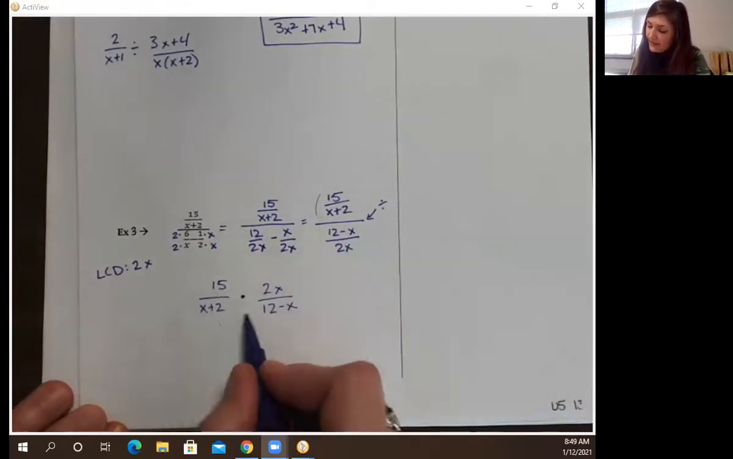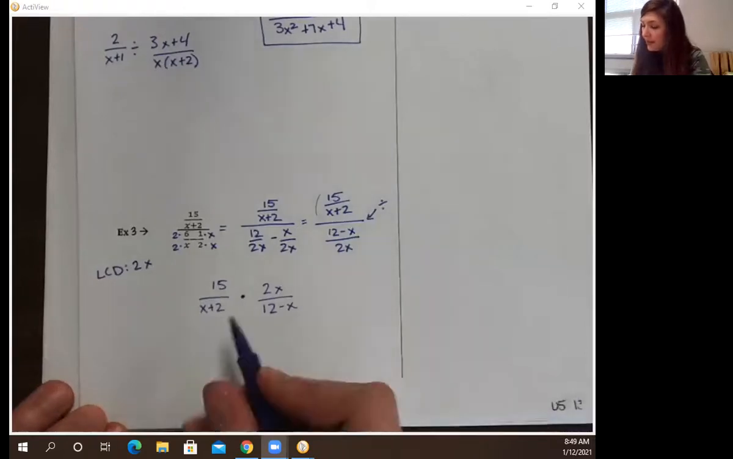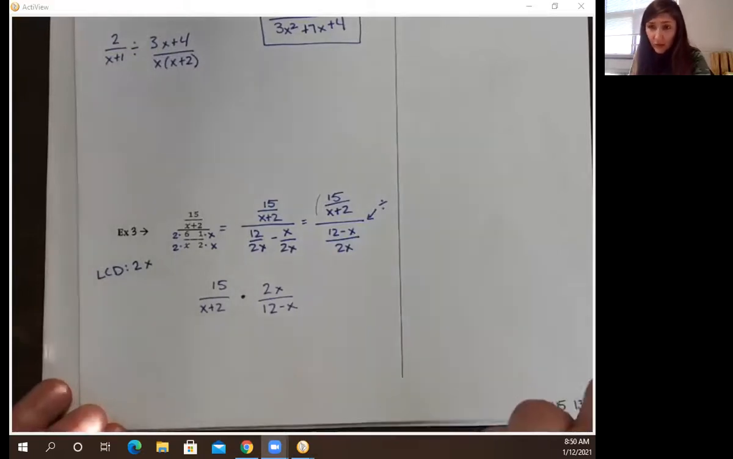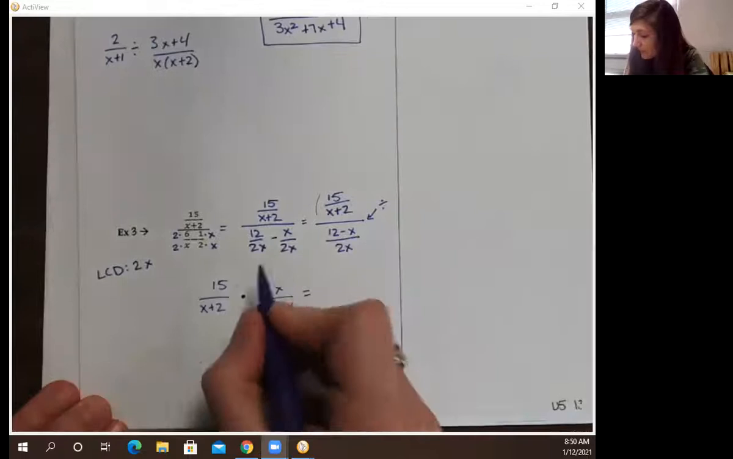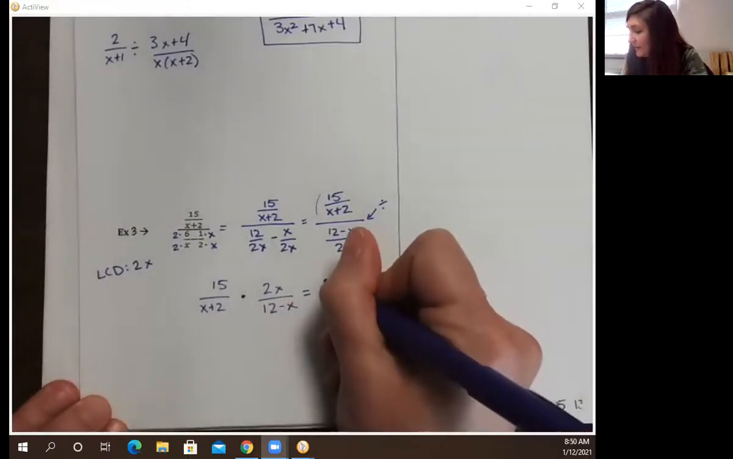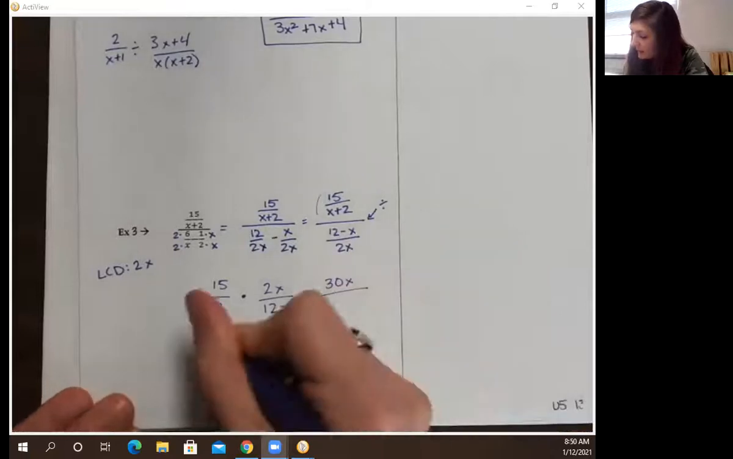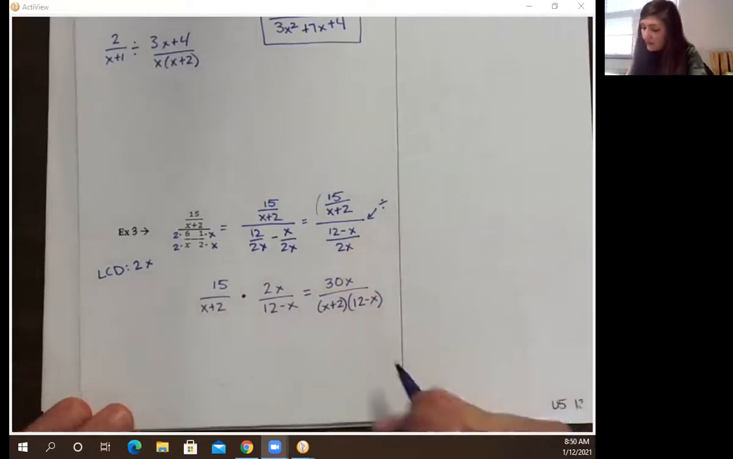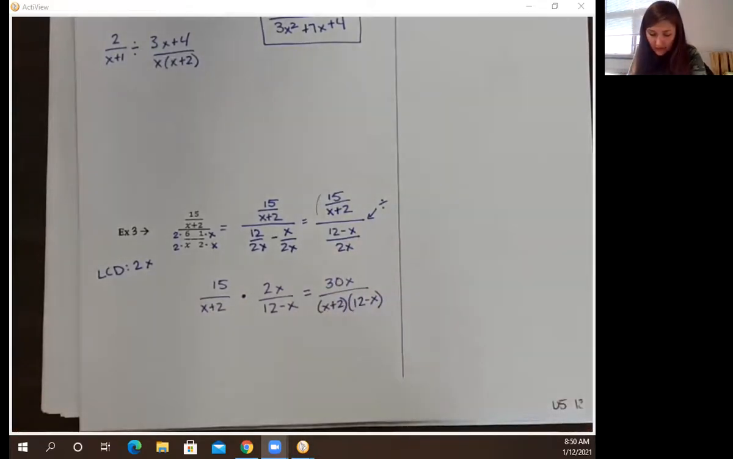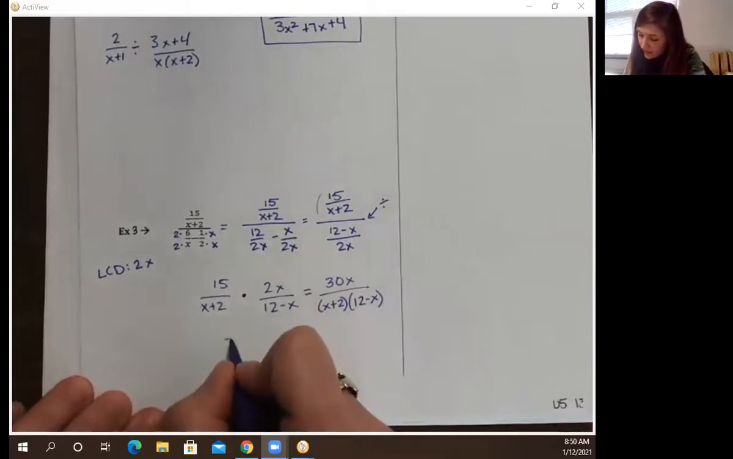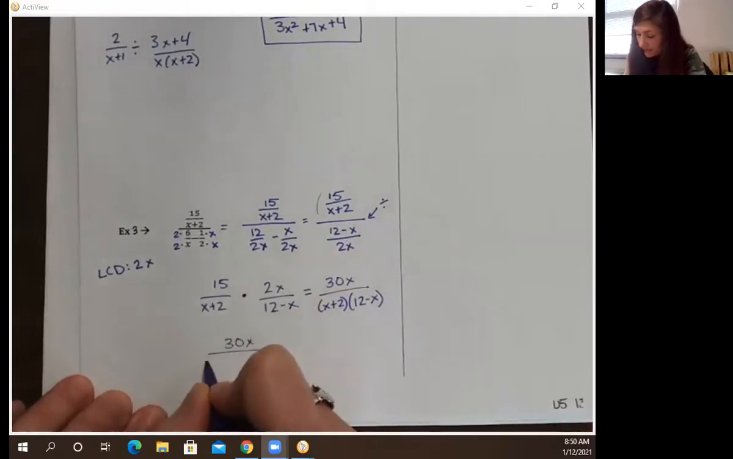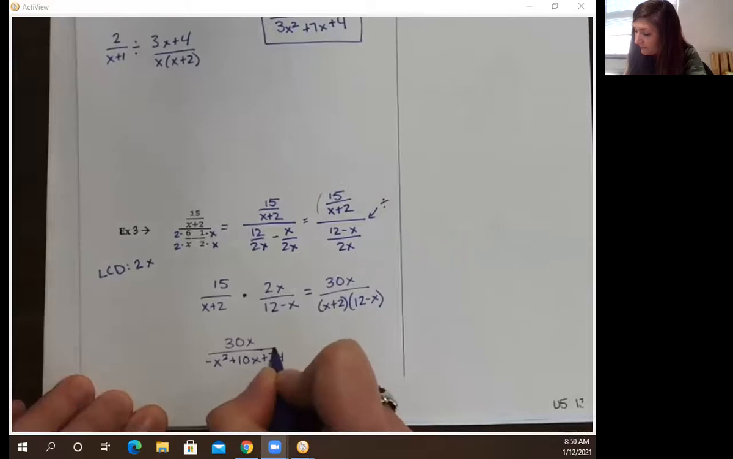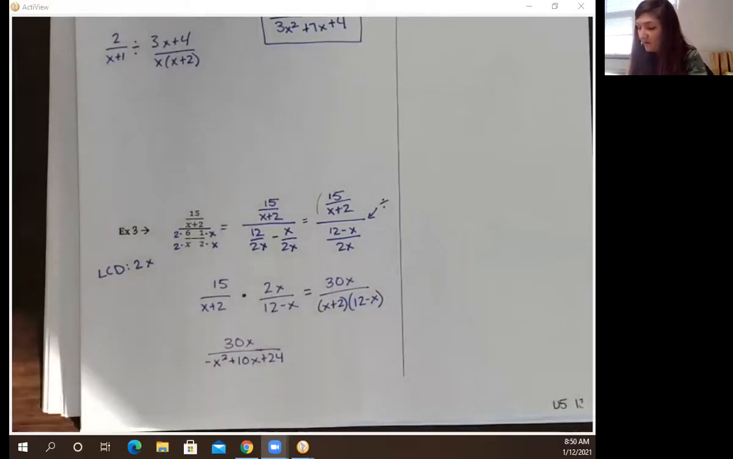Again, always a good idea to check to see if I can do any factoring that would let me reduce here. We could factor 15 into 3 times 5, but I don't have a factor of 3 or 5 on the bottom to reduce, so I'm going to go ahead and leave it as is. Multiplying across the top, 15 times 2x, that would give me 30x. And then on the bottom, x plus 2 times 12 minus x. So this would be my factored form for my answer here. If you distributed out the bottom, you would end up with 30x over negative x squared plus 10x plus 24. Okay, so that would be your distributed version of your final answer.